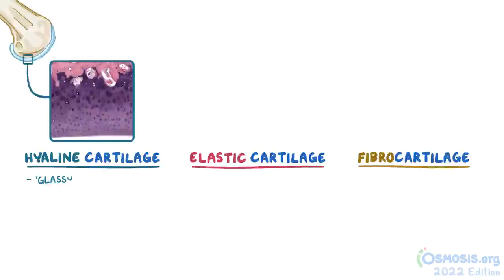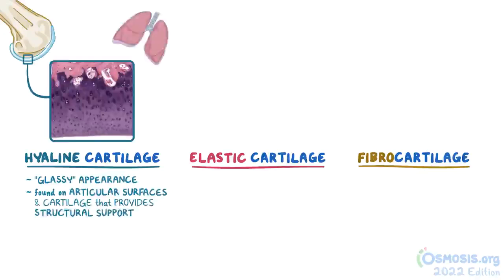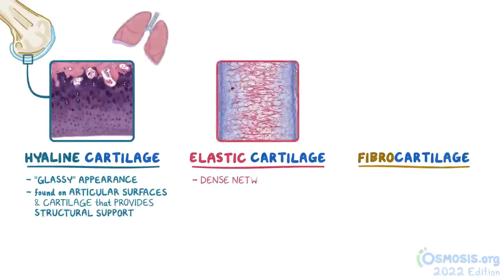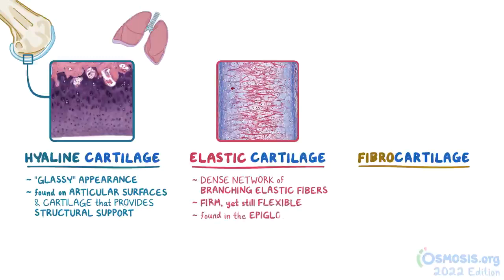Hyaline cartilage has a glassy appearance and can be found on many articular surfaces, as well as cartilage that provides structural support. Elastic cartilage contains a dense network of branching elastic fibers that allows it to be more flexible, which is why it's often found in structures that need to be firm yet still flexible. Some examples include the epiglottis, larynx, and the pinna of the external ear.